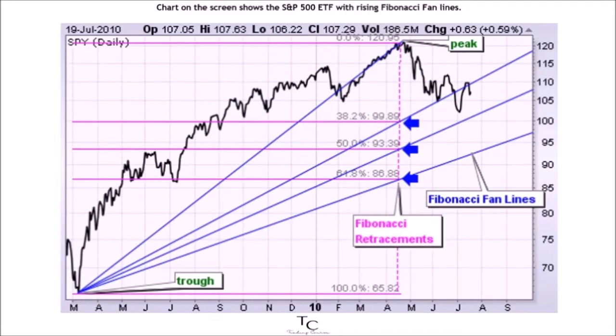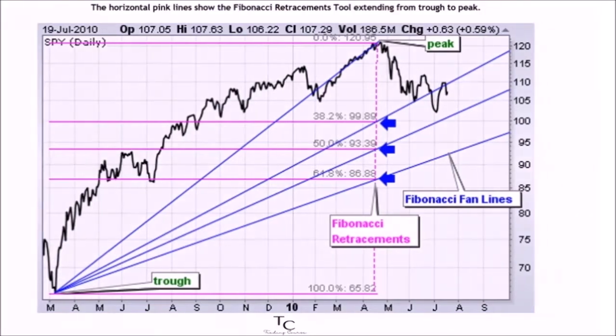Chart on the screen shows the S&P 500 ETF with rising Fibonacci fan lines. The lines are based on the March 2009 trough, or low, and the April 2010 peak, or high. The horizontal pink lines show the Fibonacci retracements tool extending from trough to peak.